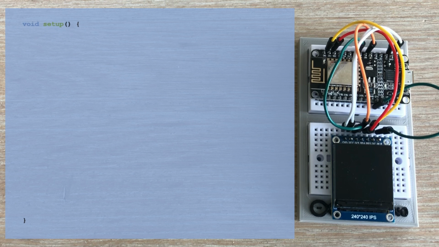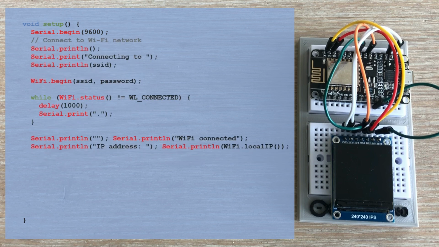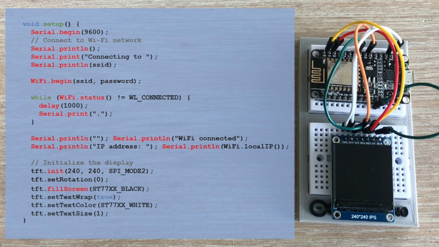In setup, we open the serial monitor in case we need some debugging, and then we connect to the internet using previously defined credentials. For the TFT display, we need to initialize it, set the rotation for how data is displayed, and clear the display by setting it to black. Additionally, you can enable text wrapping, set text size to 1, and set text color to white.